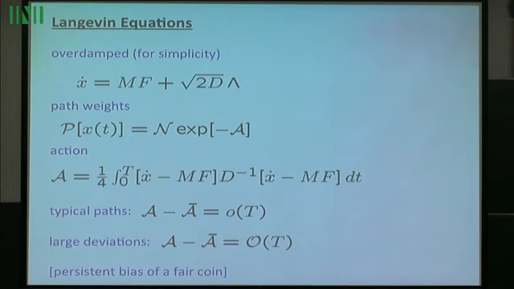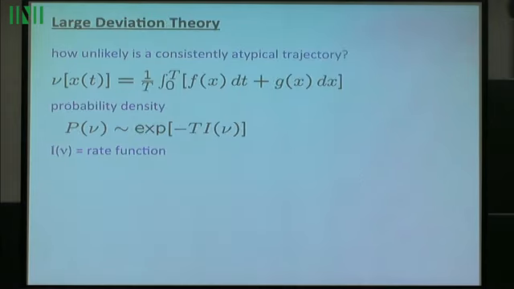So the kind of problem I'm interested in today with the active Brownian particles is, for instance, I have some active Brownian particles, they do their stuff. What's the probability that they phase separate when they shouldn't, for example? So that's the type of question that this structure addresses. So how unlikely is a consistently atypical trajectory? So I can define something here, which is a sort of atypicality measure.